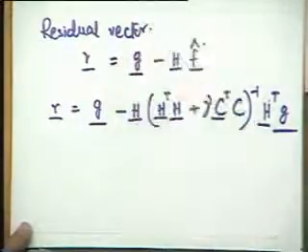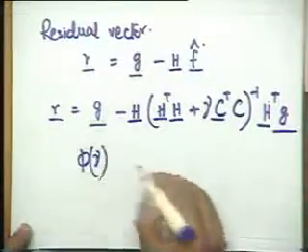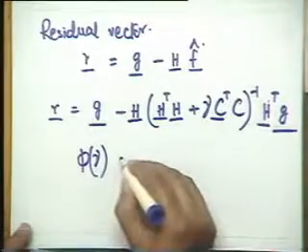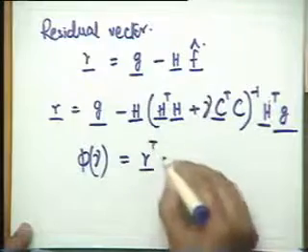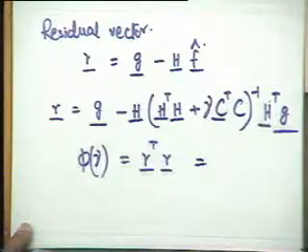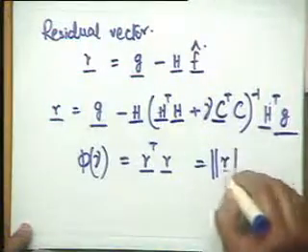Now this residual vector is a function of what? It is very much a function of gamma. Alright, so let us define a function of gamma, okay. We call that function phi. So a function phi of gamma, let us say, is defined as r transpose r. And what is that going to be? That is going to be the norm of r square.